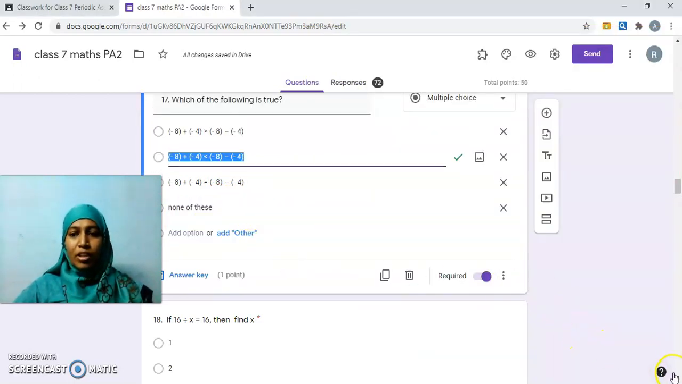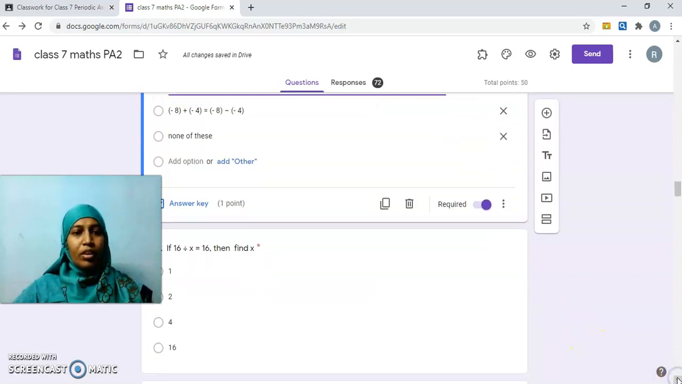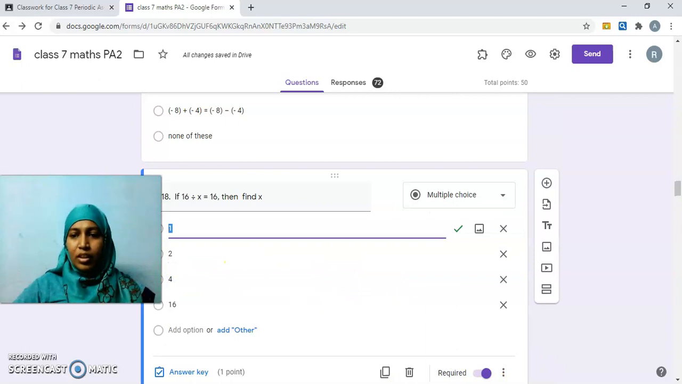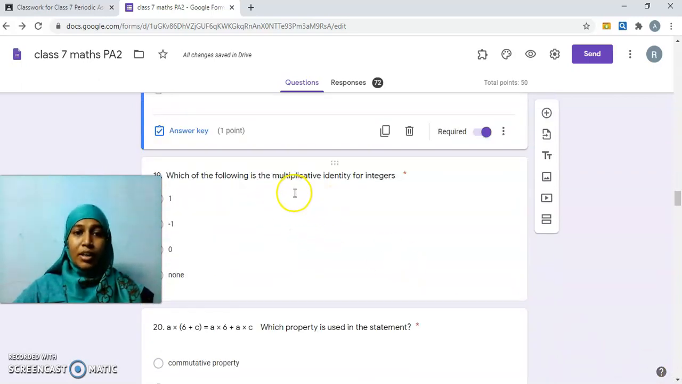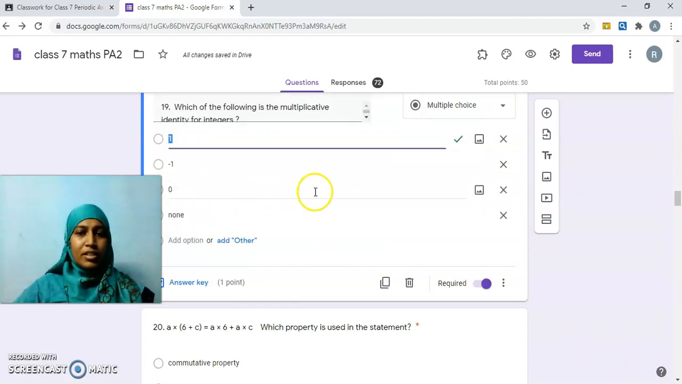When we come to the 18th question, it is very simple. 16 should be divided by what to get 16 again? It is 1. Very good. Then next question. Which of the following is the multiplicative identity? Multiplicative identity is 1. If it is additive identity, it is 0. You have confused between these two. So make it clear, my dear children.